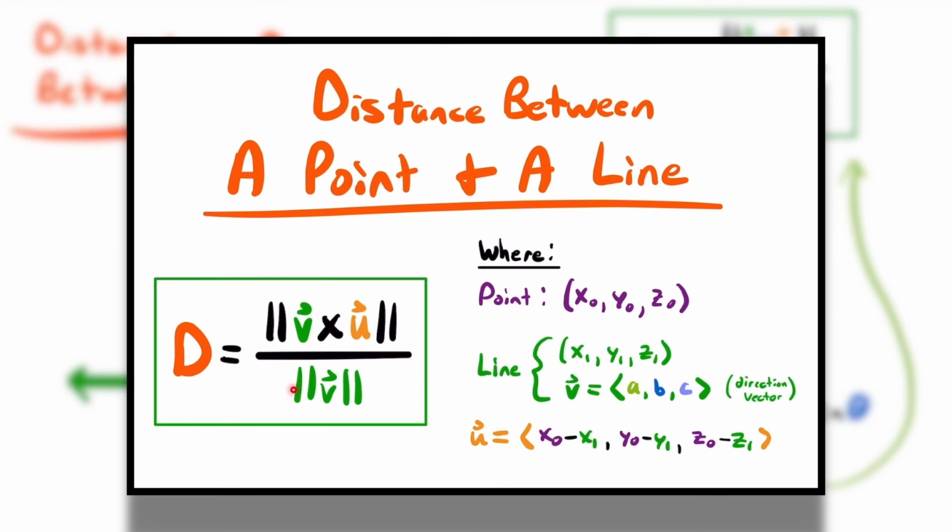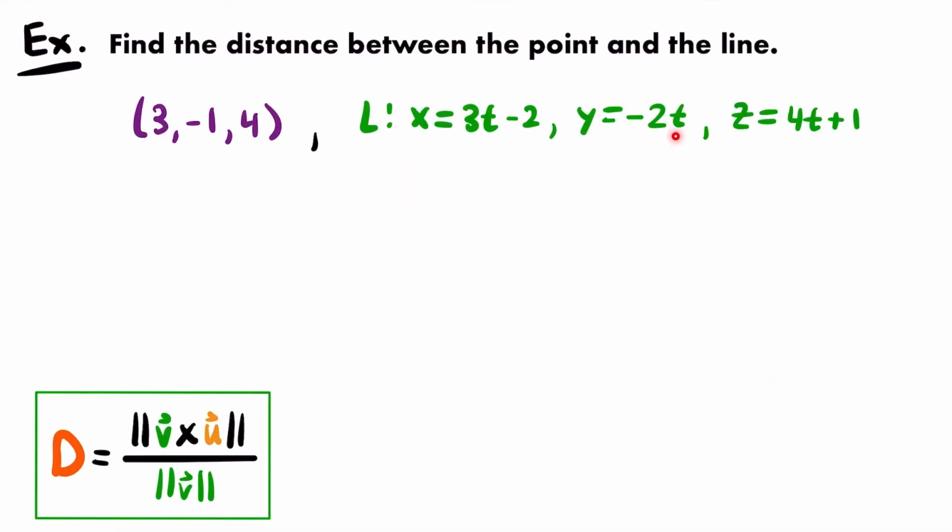Okay, so now that you know the formula for finding the distance between a point and a line and how it works and what you need to use it, let's take a look at an example. All right, so here's our example. We want to find the distance between the point and the line, and our point has coordinates of 3, -1, 4, and our line is given to us with a set of parametric equations. We have x equals 3t minus 2, y equals -2t, and z equals 4t plus 1. And then down here I have that formula that we just found, which will allow us to find that distance.